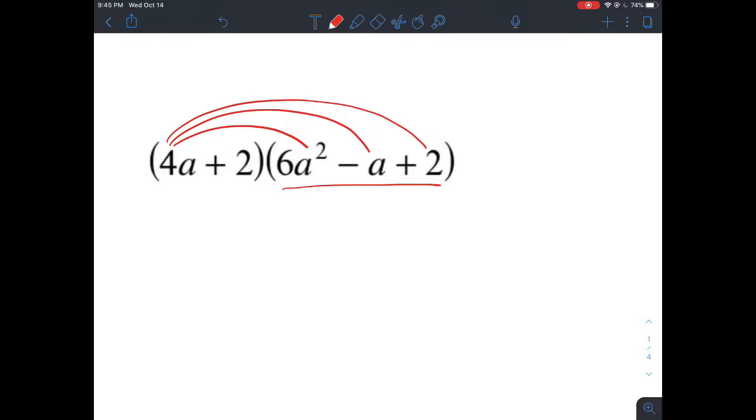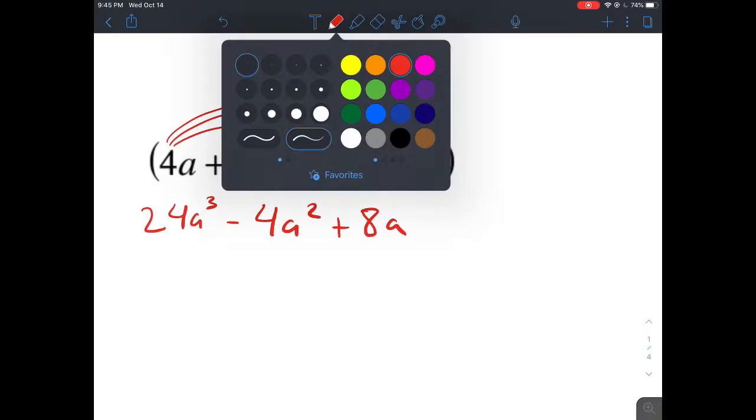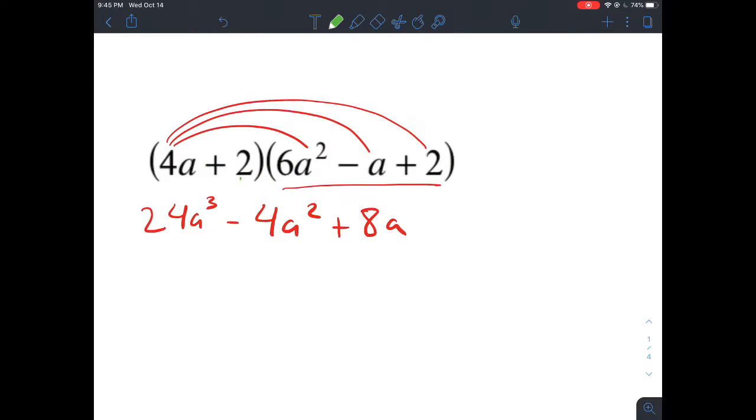So I'm going to get 24a cubed. All right. Then I'm going to get negative 4a squared. And then I get 8a. Then this 2 is going to go visit everyone in the next section. And we get plus 12a squared minus 2a plus 4.